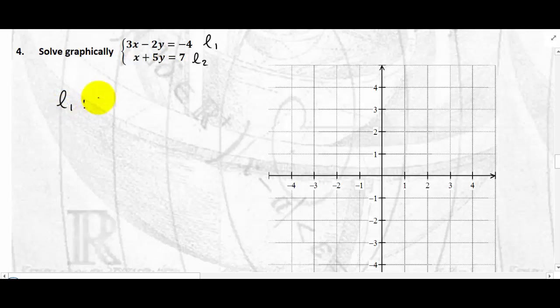So let's get 2 points on L1. 3 times a multiple of 3 and 2 times a multiple of 2, with a difference of 4. So how about 6 and 4? I need a negative 4, so that's negative 6 plus 2 equals negative 4. All right, so I'm going to have the point negative 2 for x and negative 1 for y, right? 3 times negative 2 minus 2 times negative 1 is negative 4.